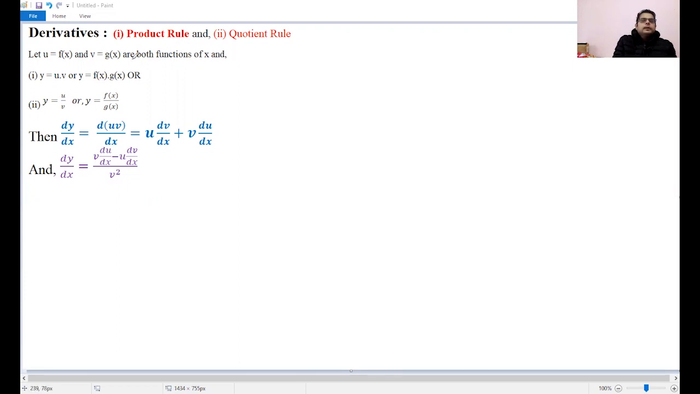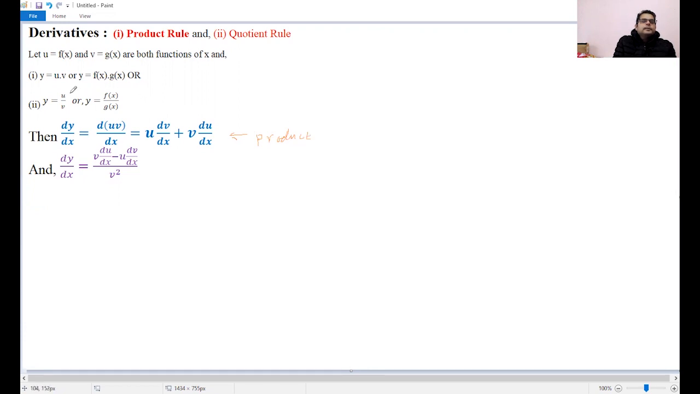So here, in order to prove these two rules, first of all, let's suppose that u and v both are functions of x. You can write u equal to f(x) and v equal to g(x). And if you encounter a function like y in terms of the product of two functions of x, in that case, the product rule is given this way. All right, so this is the product rule.